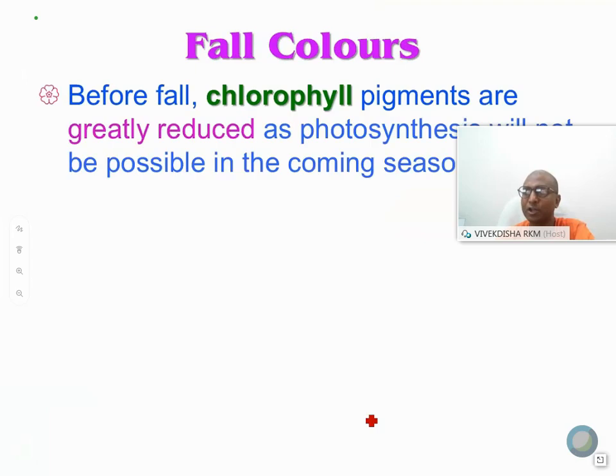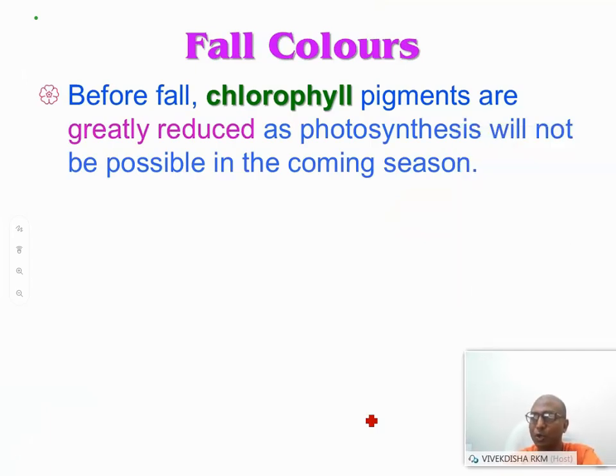Chlorophyll pigments are not required anymore because cold weather is ahead, or the cold season is coming. Before fall, chlorophyll production is stopped. There will be no more photosynthesis during the cold season, so chlorophyll production is greatly reduced.